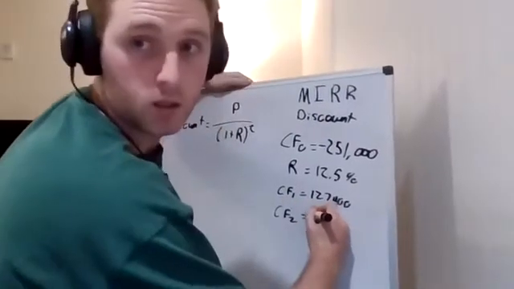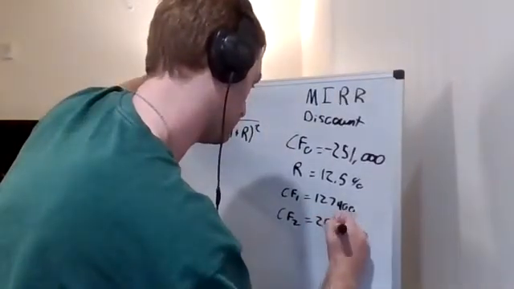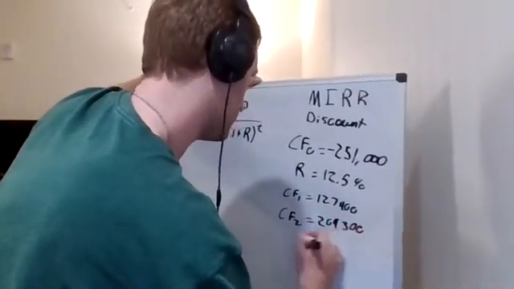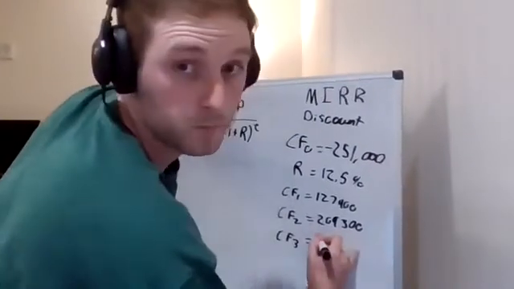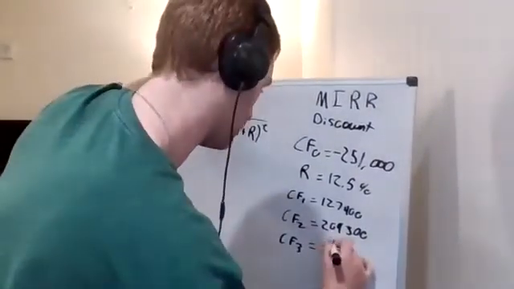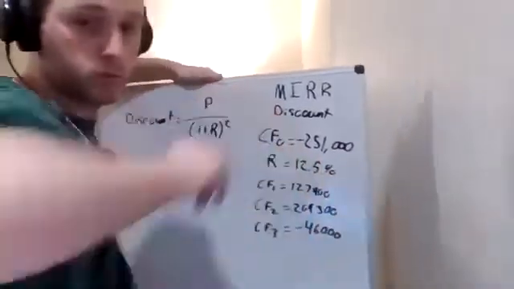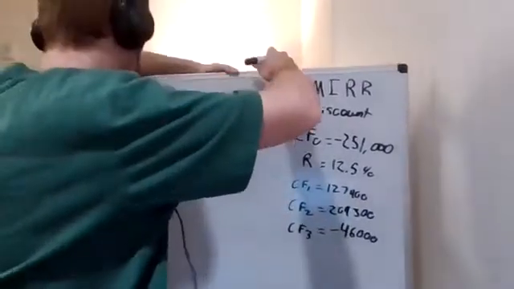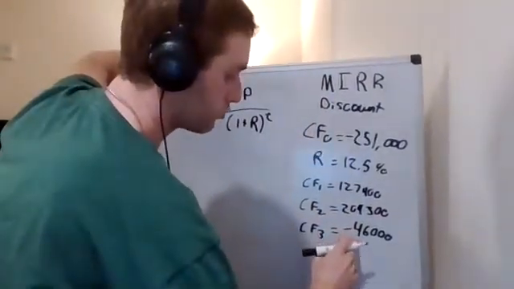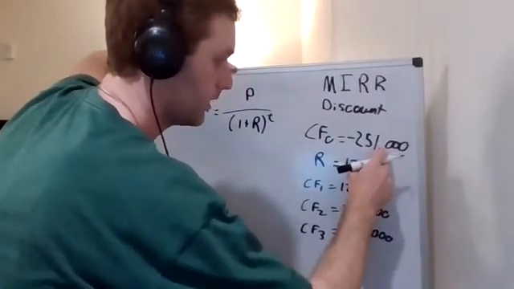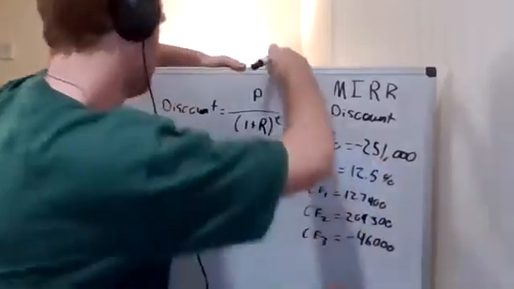CF2 is 209,300. And then CF3 equals negative $46,000. Right? So first, we have this negative here. We have to roll this back into our negative 251,000.